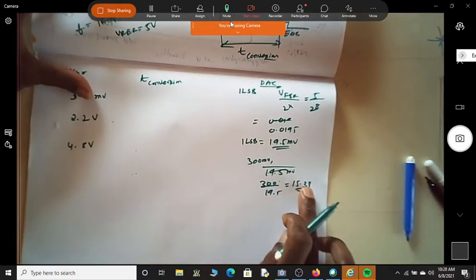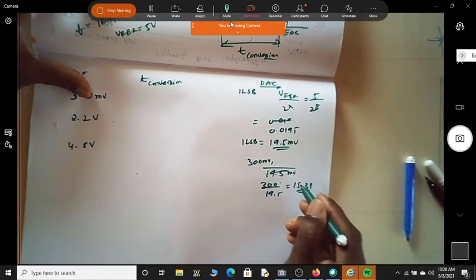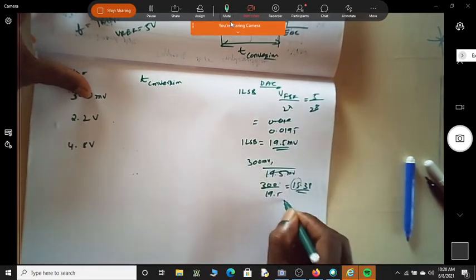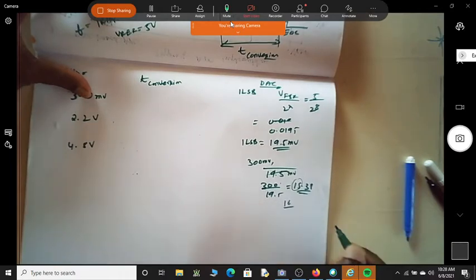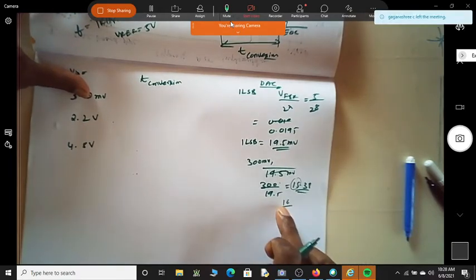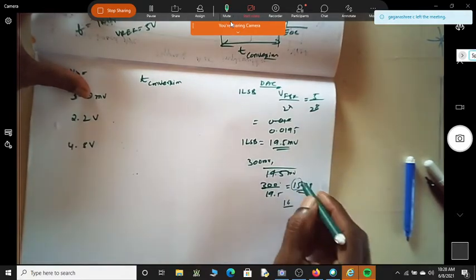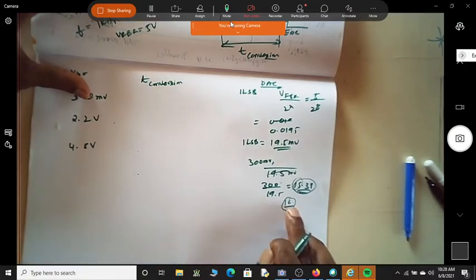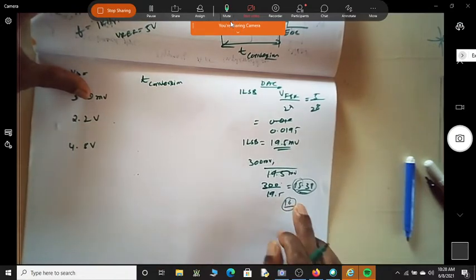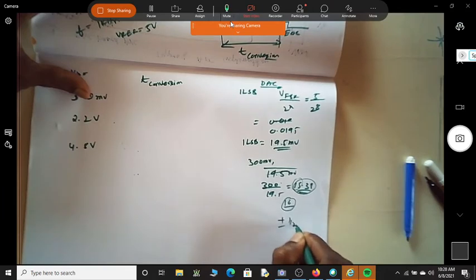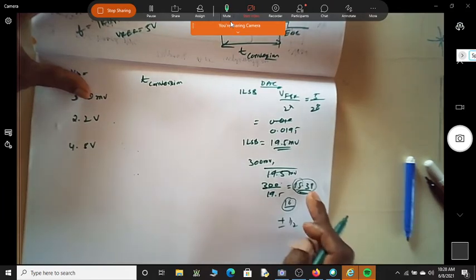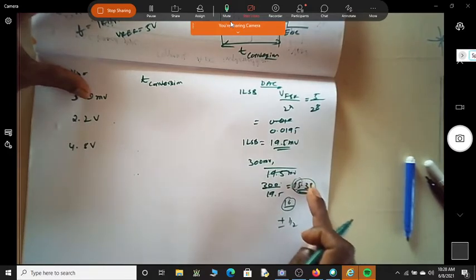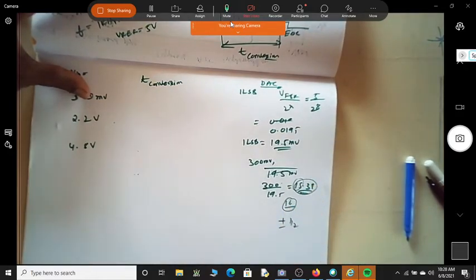You cannot get a fraction of your count. So when it is 15, it was high. That's why it went to the next possible value, that is 16. Correct? So the exact value is 15.38, but you are getting a value of 16. There is a plus or minus half LSB error. Now what is the LSB error?